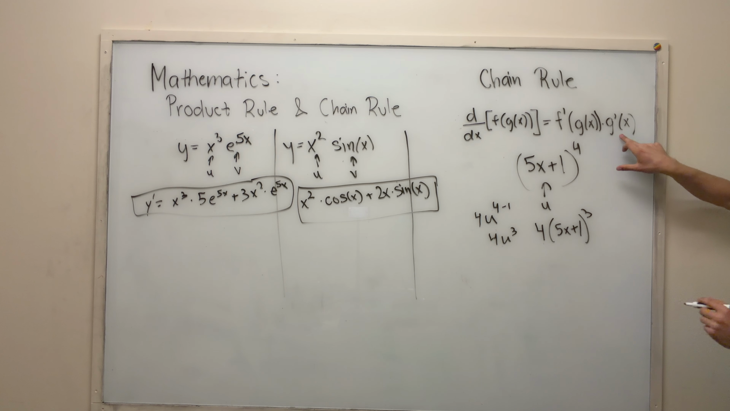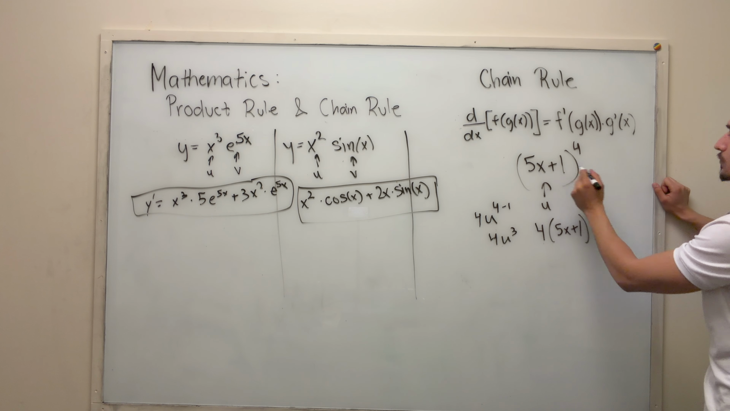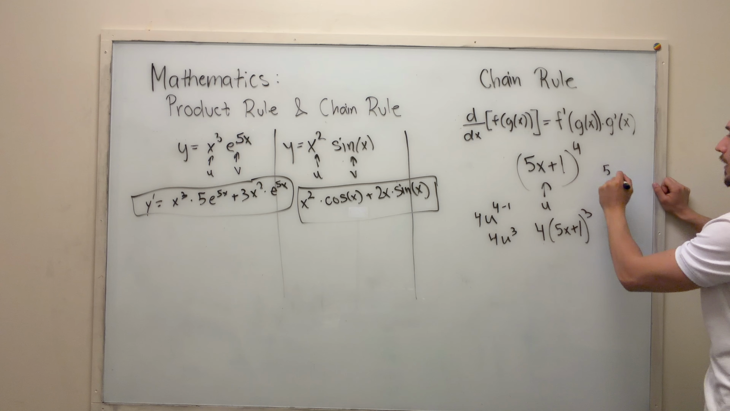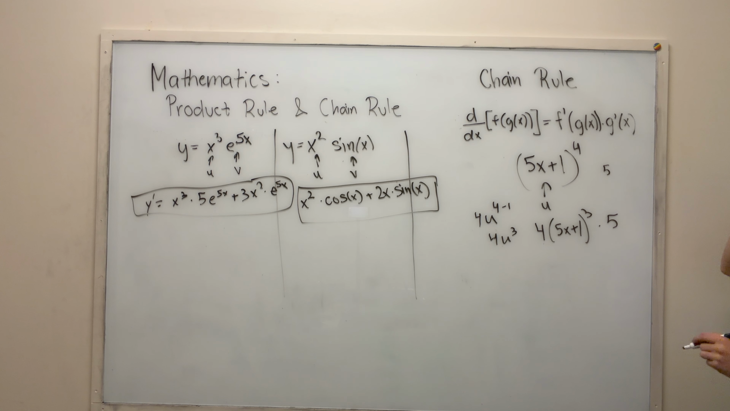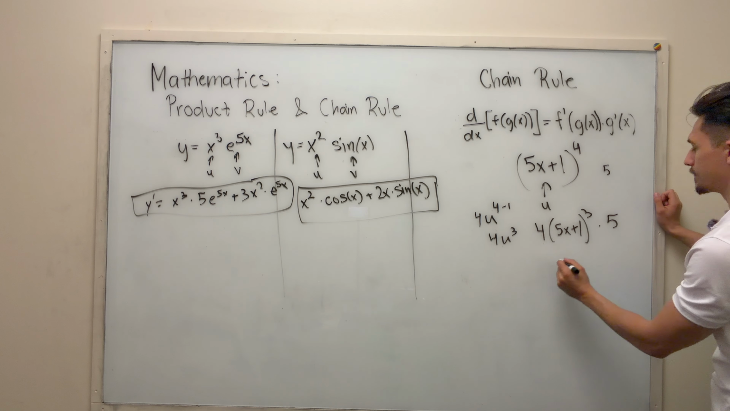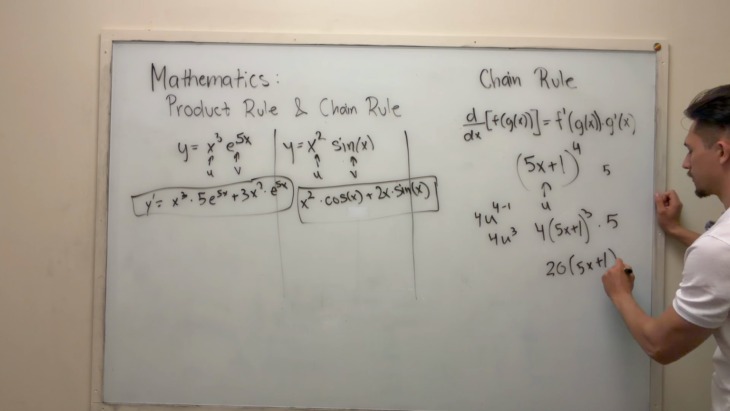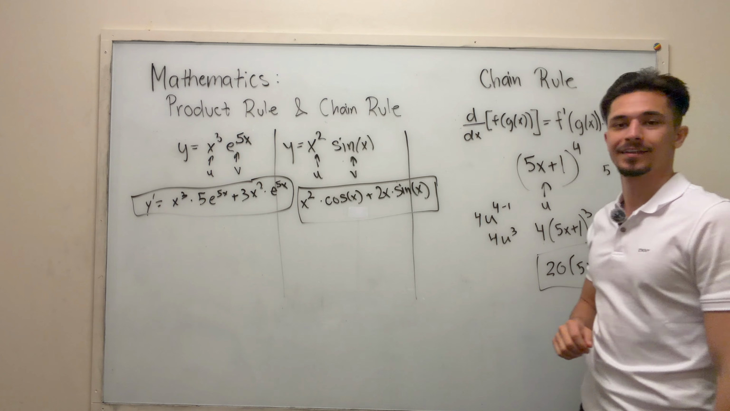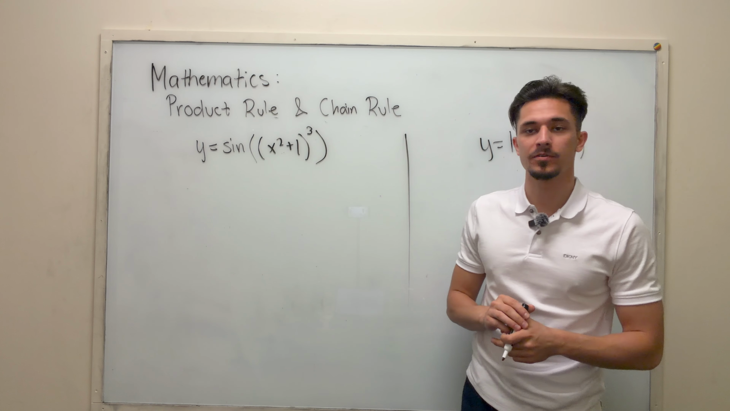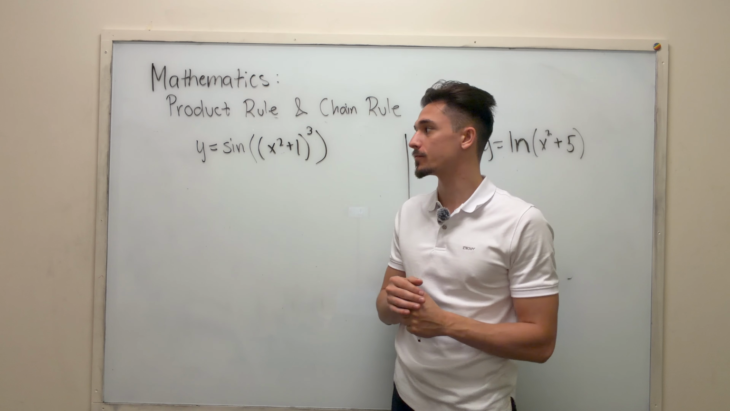And then the last thing is you take the derivative of what's inside. So in this case, 1 would be 0, and then 5x would be 5. So then we multiply this by 5, which would then give me 20 times 5x plus 1 cubed. So that's my solution for this one. I have two more problems for us to work out, a bit more challenging, but it's definitely an accumulation of everything we've learned so far.